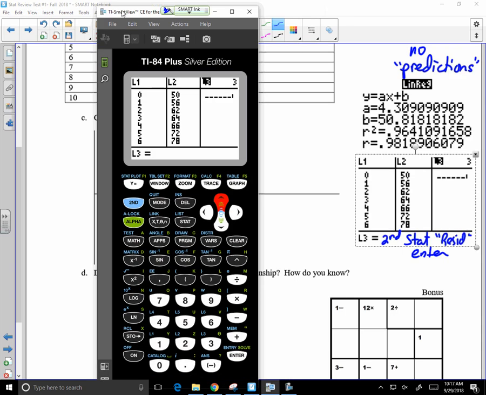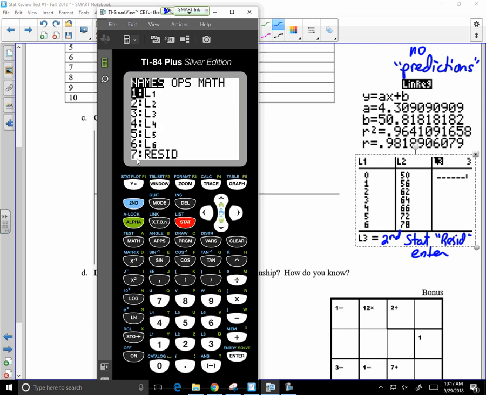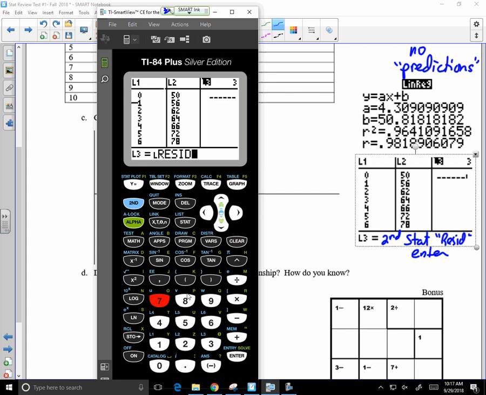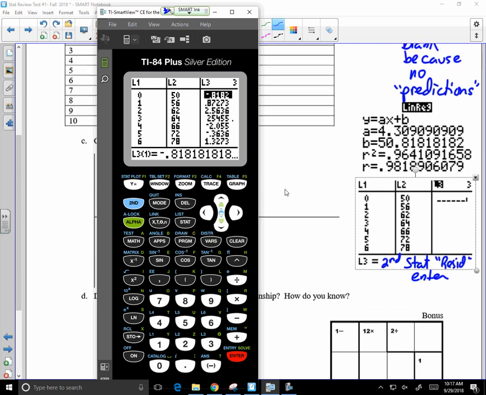All right. So they're on the L3. You want to have a blinking cursor in the bottom of the screen, so you want to hit enter. Blinking cursor bottom of the screen. Second, stat. That brings you into the list menu. Gives you all the list options. You see the one that says resid, residuals. That's going to take all the relevant residuals and put them into your column L3. Enter. Error?